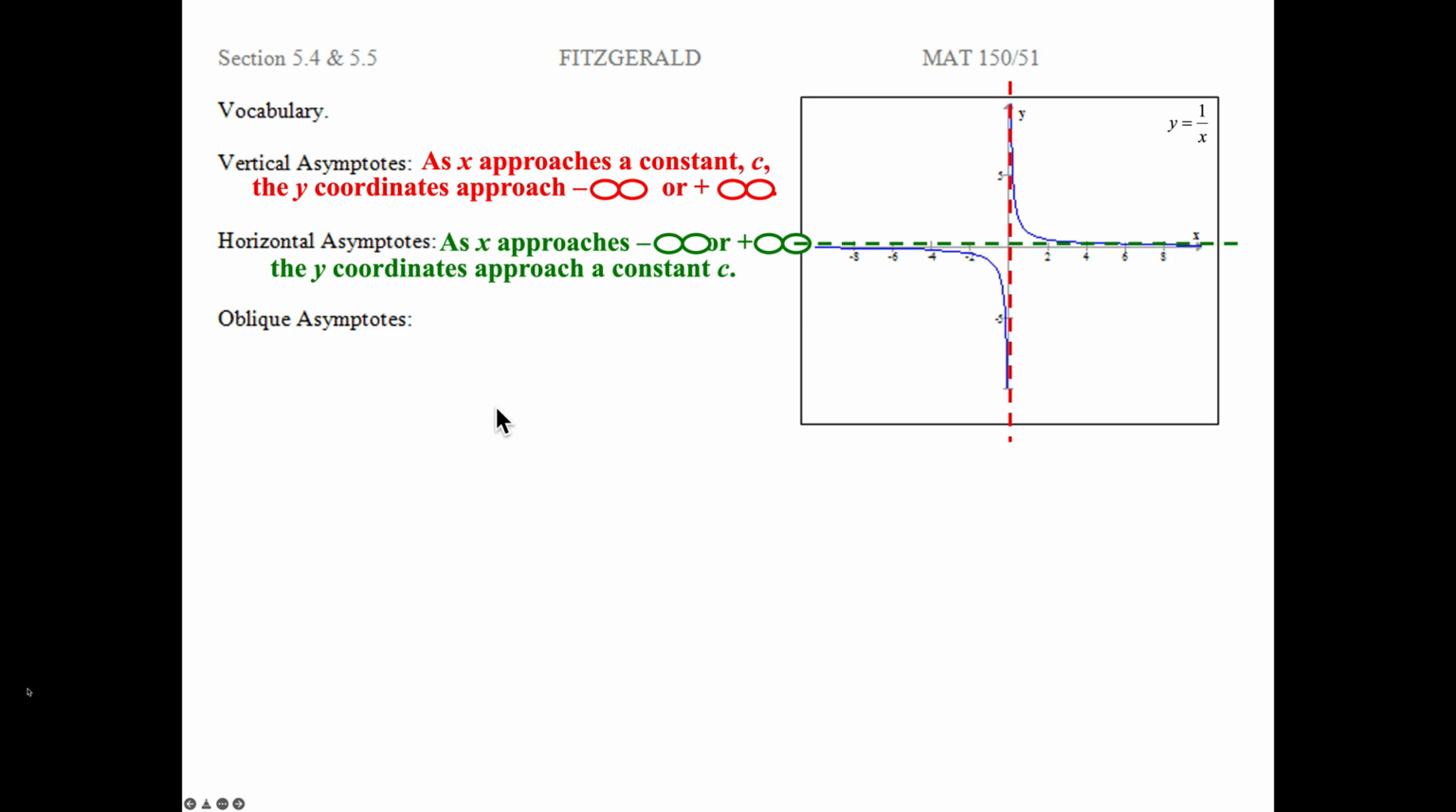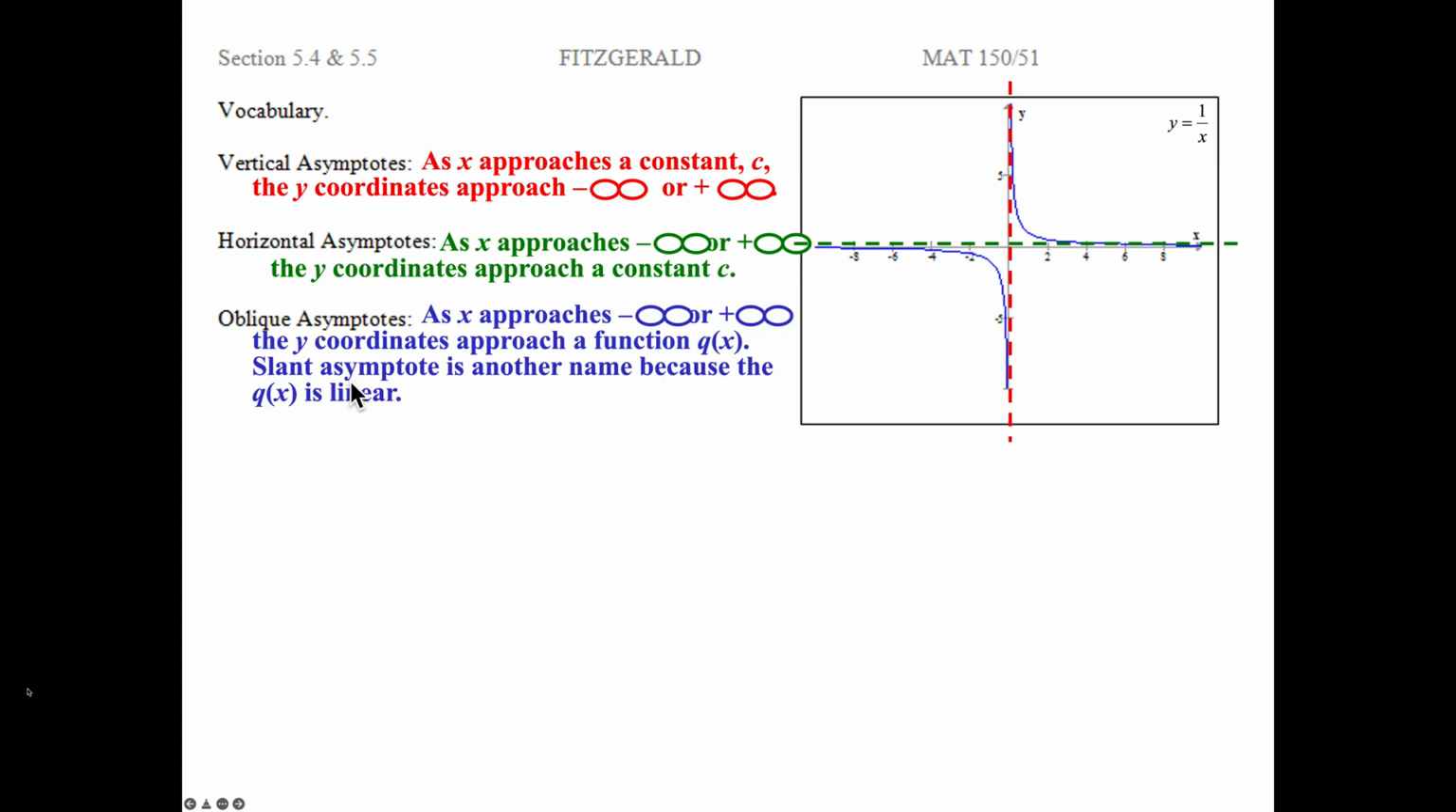The other one is the oblique asymptote. It is somewhat related to the horizontal asymptote because x approaches negative infinity and positive infinity, but now the y-coordinates approach some function q of x. What we're going to look at is predominantly what we call a slant asymptote. Oblique is kind of a catch-all for it, but we're going to look at just 1 degree difference.